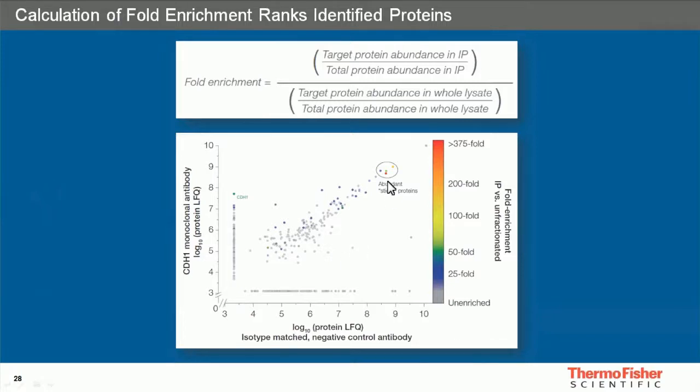As you can see, there are a lot of abundant sticky proteins. They are still present in both the negative control as well as your target-specific antibody. And once we filter those out, we can see that CDH1 has the highest protein LFQ value in IP samples that used the CDH1 monoclonal antibody. And from this, we can calculate the fold enrichment by putting in this formula that we can see for this antibody.